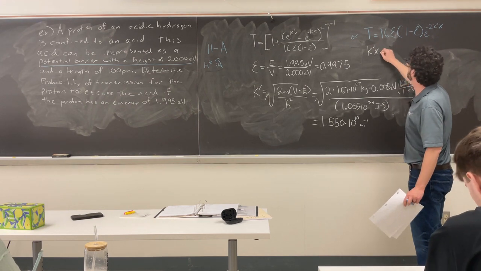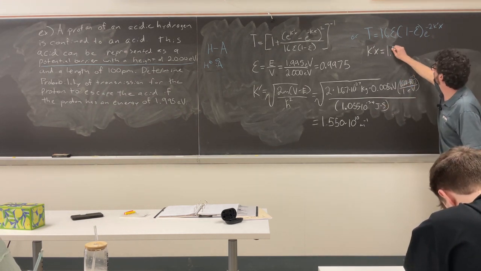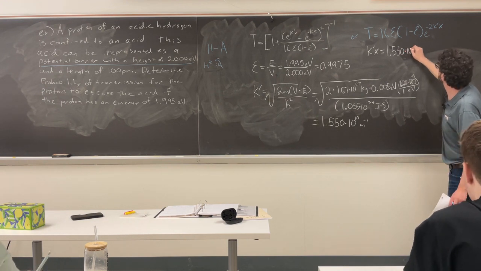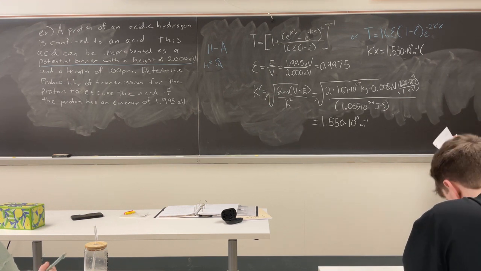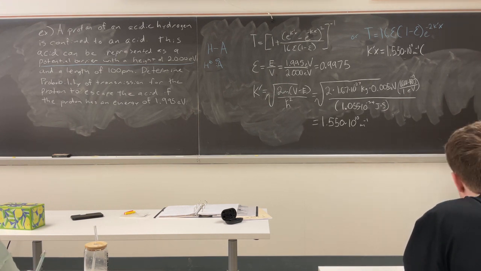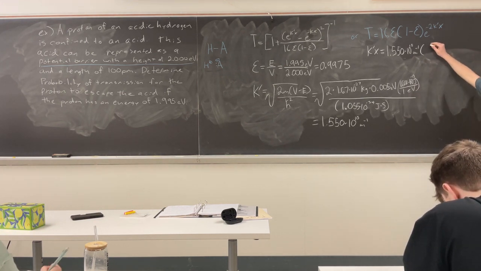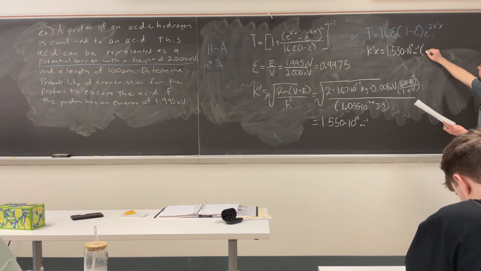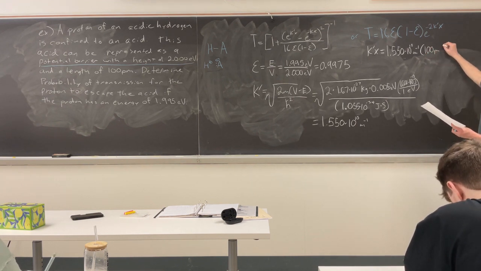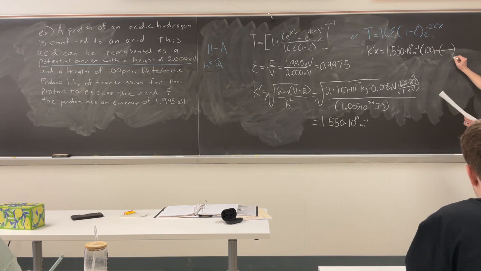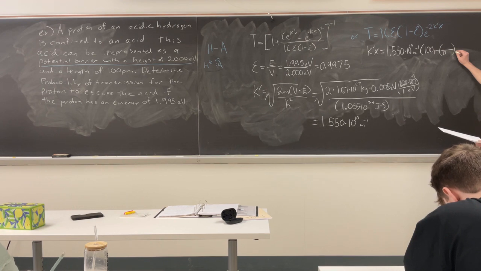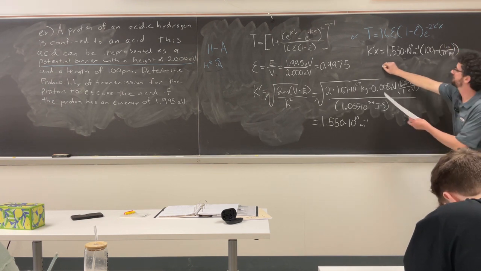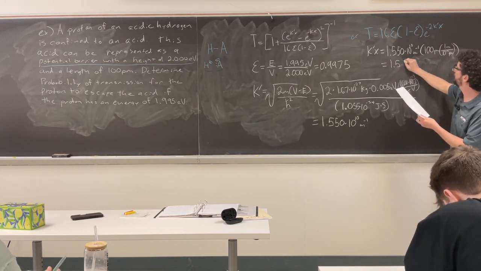K prime times x, or k prime we have is this value. What's our x in this case? Yep, the length. The length of the potential, right? And what was the length of our potential? Yep. How do we convert picometer into meter? Yeah, 10 to the 12th picometers for every 1 meter. We multiply that through, I get 1.550.